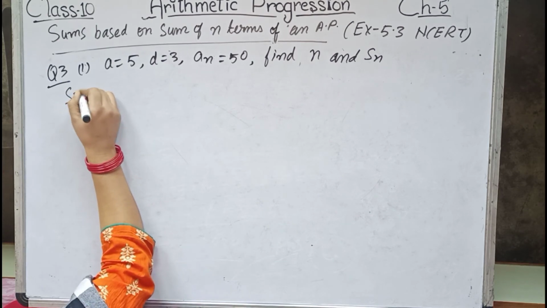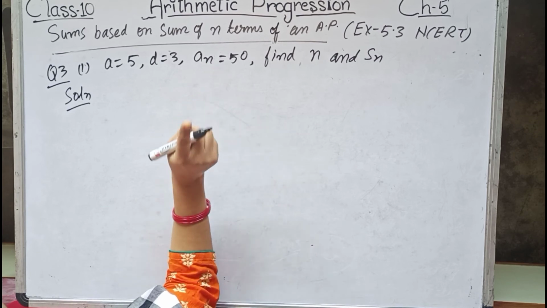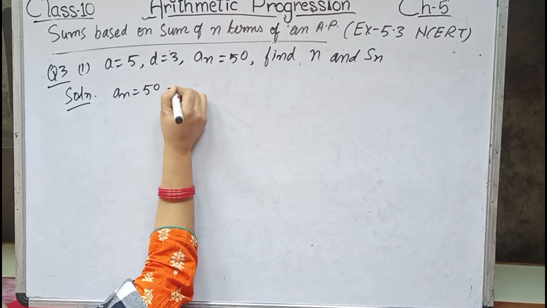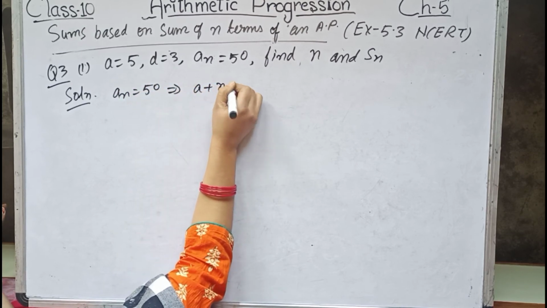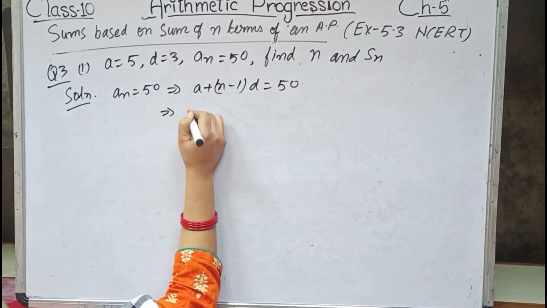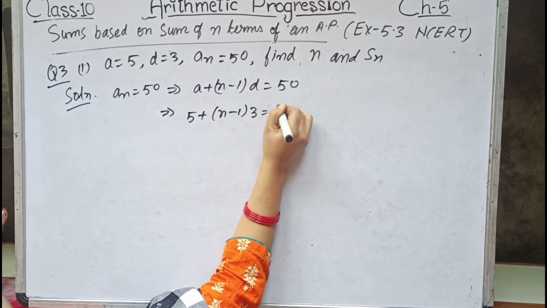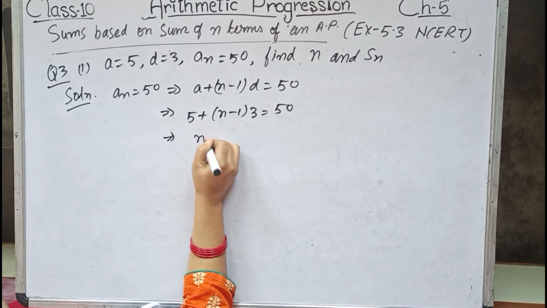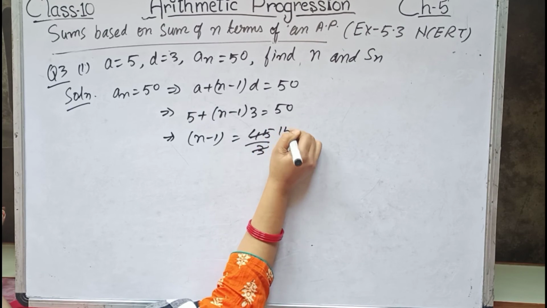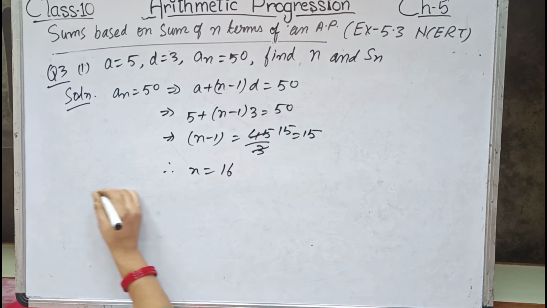Now in solution, take care children, we are using Tn, but in this sum if An is given we cannot write it Tn. So solution, An equals 50 implies A plus n minus 1 into D equals 50 implies 5 plus n minus 1 into 3 equals 50 implies n minus 1 equals 45 by 3 equals 15. Therefore n equals 16.